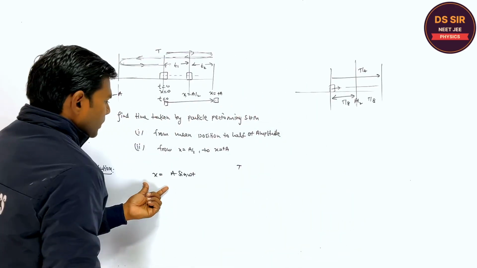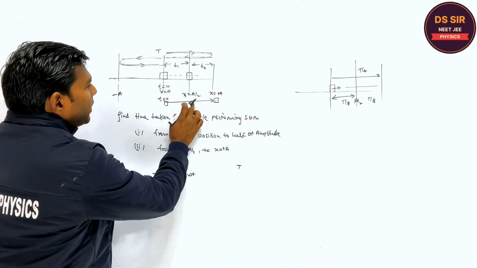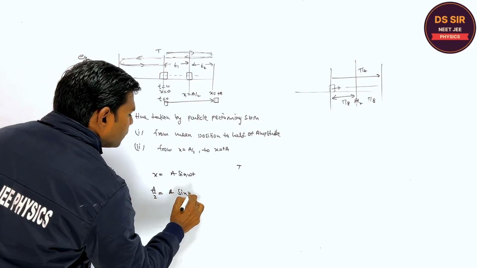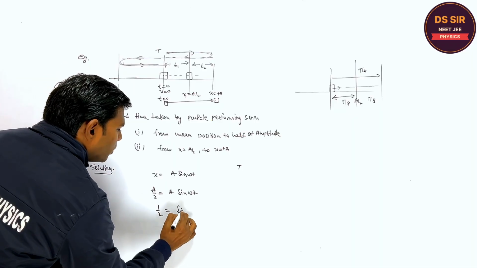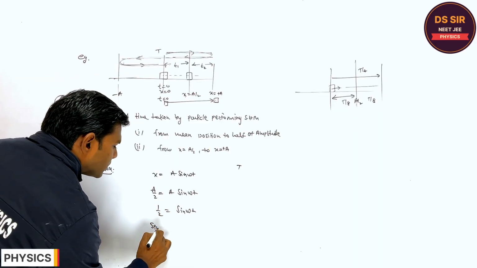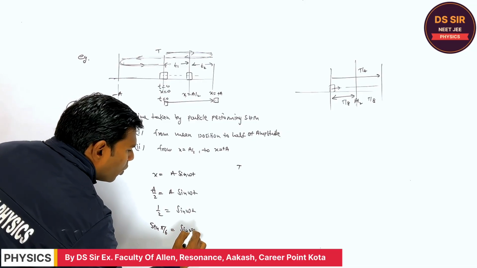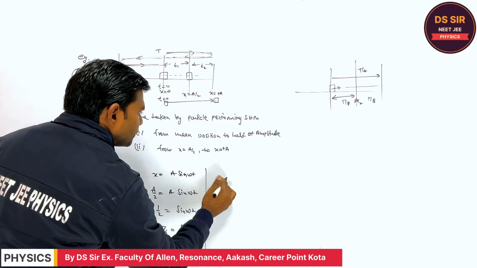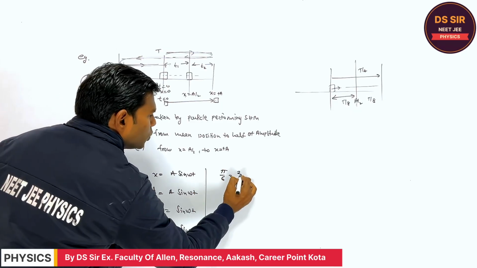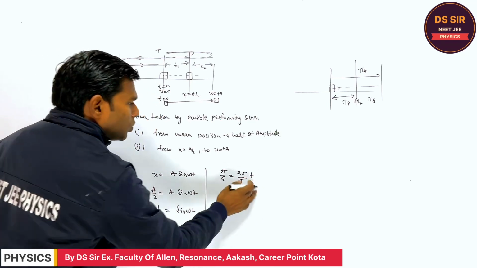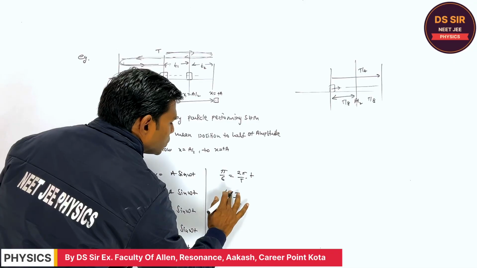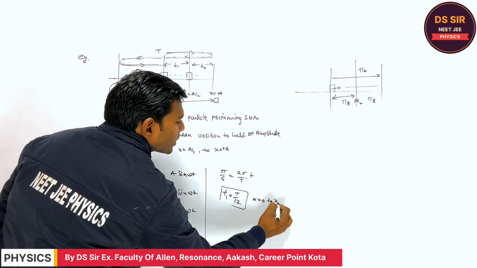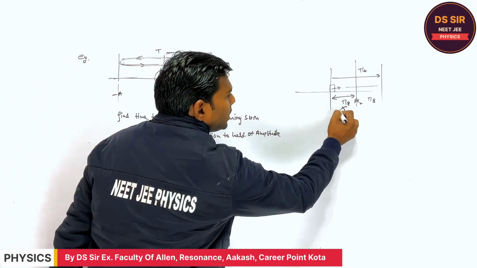Let us check. When the position is A by 2, how to find the time? Put the x value: A by 2 equals A sine omega t, so 1 by 2 equals sine omega t, so pi by 6 equals omega t. Therefore pi by 6 equals 2 pi by T into t. So what is the value of t? Say T by 12. This is the value of t1, from x equal to 0 to x equal to half of the amplitude, not T by 8.